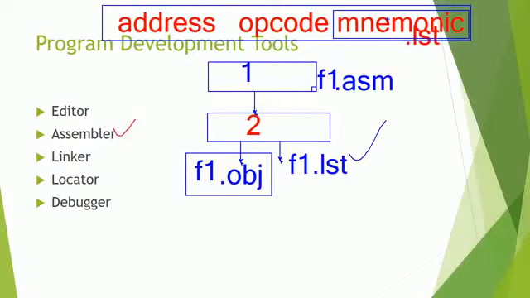Now the question comes: what is the use of the .lst file? See, when you are writing a 10 lines program and somewhere you made a mistake while typing, then you can easily identify the location of the error. But if you are writing a 100 lines program or a 1000 lines program, then identifying the location of the error is very difficult.